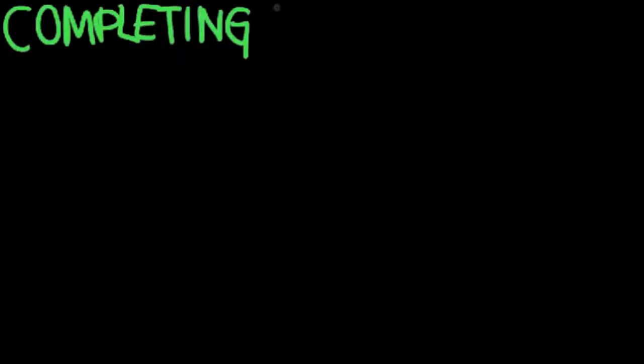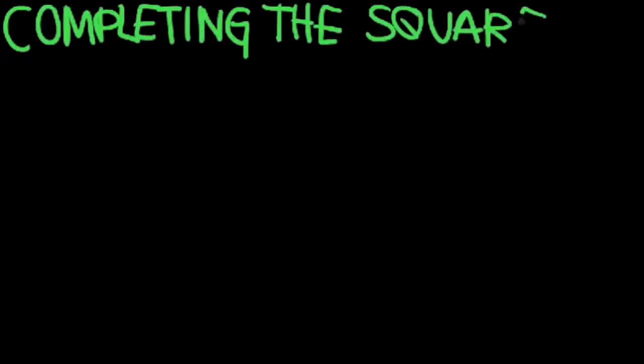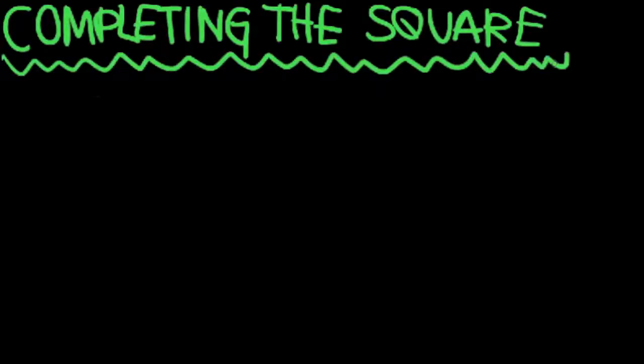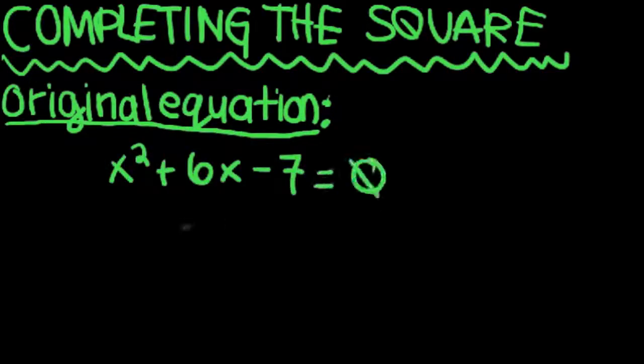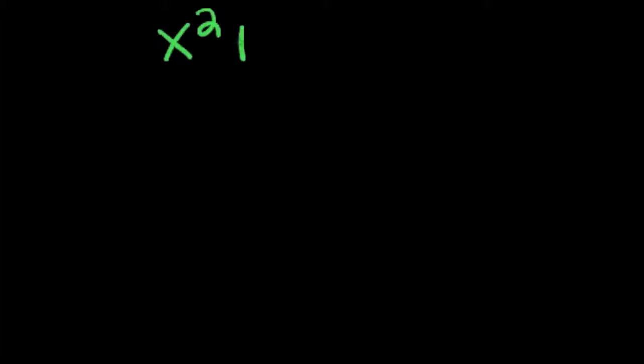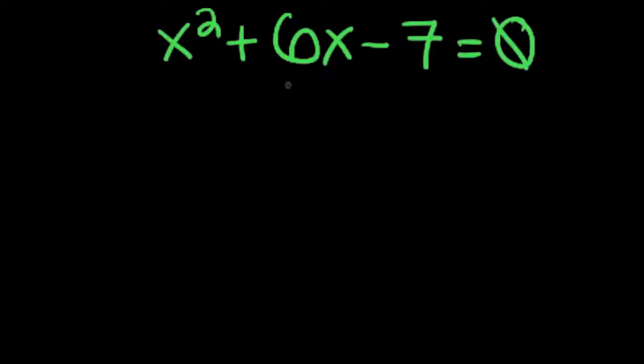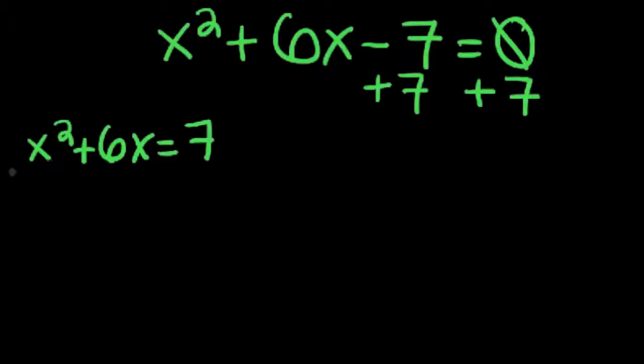Another is completing the square. Completing the square is most often used when solving a quadratic. So our original equation is x squared plus 6x minus 7 equals 0. Now the first thing to do when completing the square is add your constant to both sides. So we're going to add 7 to both sides. We then get x squared plus 6x equals 7.